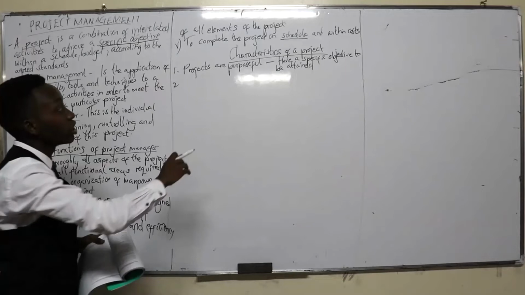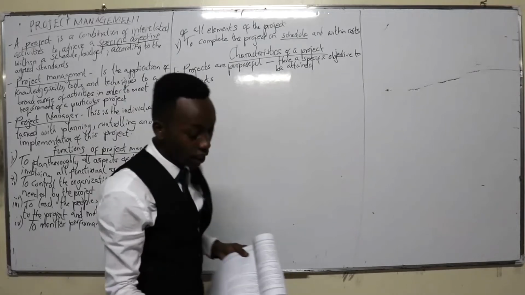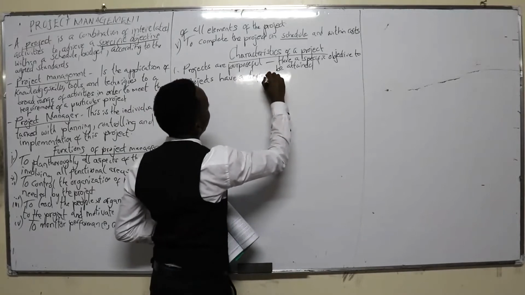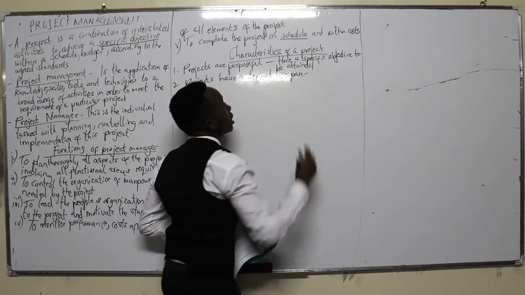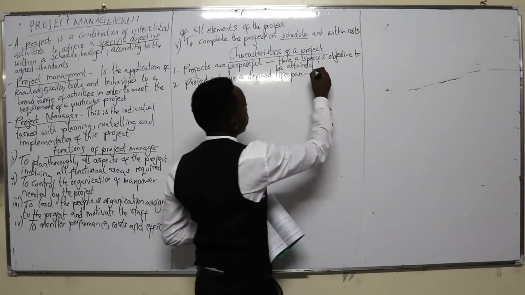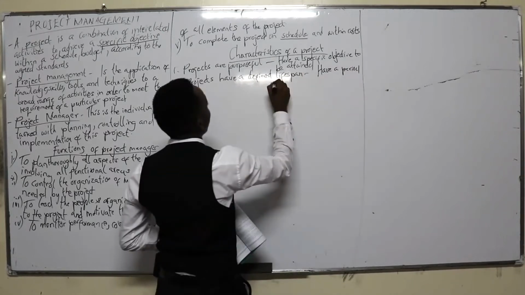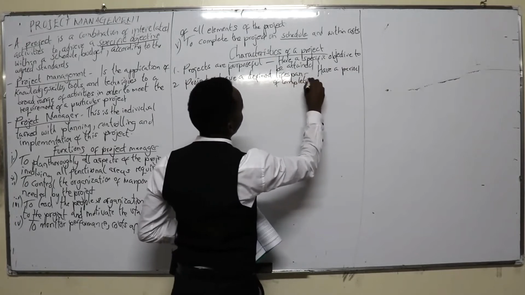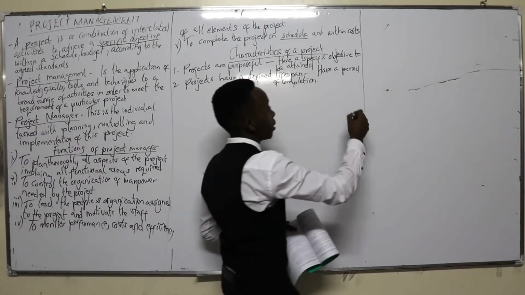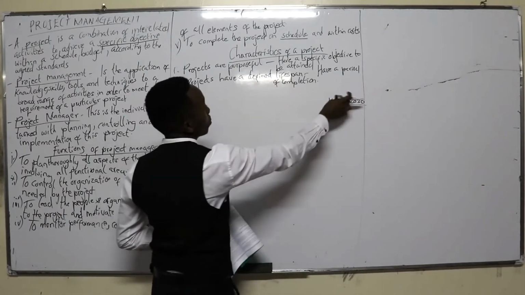So the projects also have a defined lifespan or are time bound. So that means that they have a schedule for which they should be completed, a period of completion. So take, for instance, a project like what the previous government came with, for instance, Vision 2030. You see, it has a specific lifespan as to when it should be achieved.